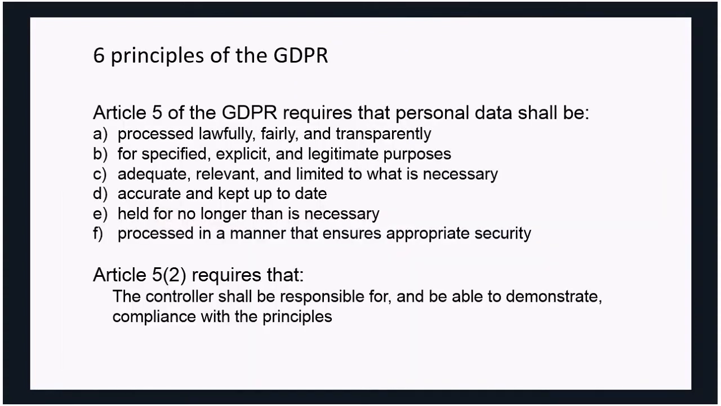There are 6 principles of the GDPR that relate to personal data. And this, I'm aware, is a very wordy slide. I'm not a big fan of putting a lot of words on slides, but there's no way we could avoid it on this one. So heads down, I'll see you at the end. Article 5 of the GDPR requires that personal data shall be processed lawfully, fairly, and transparently, for specified, explicit and legitimate purposes, adequate, relevant, and limited to what is necessary, accurate and kept up to date, held for no longer than is necessary, and processed in a manner that ensures appropriate security.